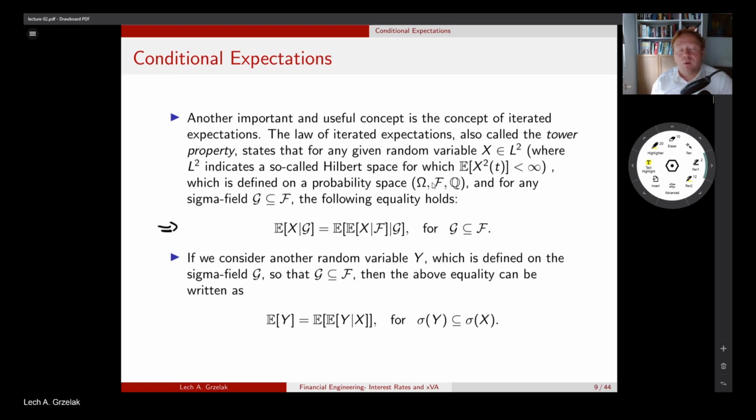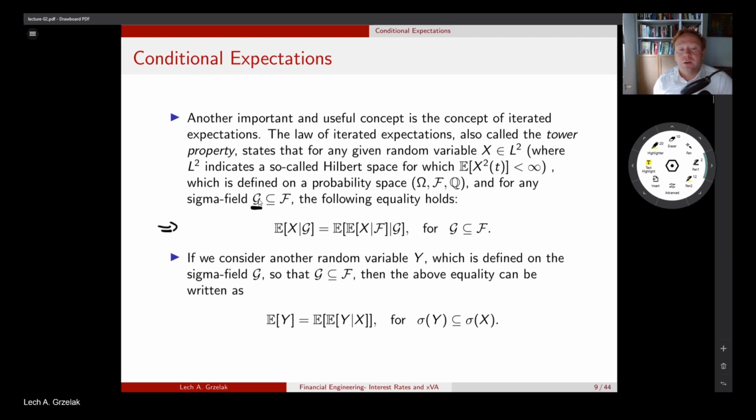Of course, this holds under some technical conditions: the second moment is finite, X belongs to L2, which is indicated as a Hilbert space, and we properly define a probability measure. I'm pretty sure that you have seen this equation, when you have the expectation of X given some filtration. You see this filtration G is the one which is contained in filtration F.